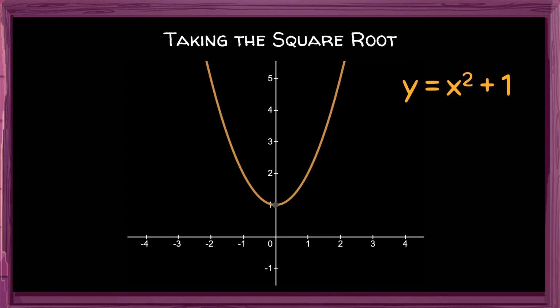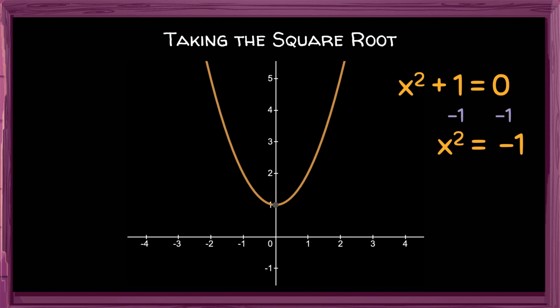But what this equation doesn't have is solutions where y equals 0. So let's solve this equation the same way we solved our earlier equations, using the take the square root technique. Let's get all of the x's on one side here and all of the numbers on the other. How do we do that? Well, if we have x squared plus 1 equals 0, then we just subtract 1 from both sides, right? So we would get x squared equals negative 1.